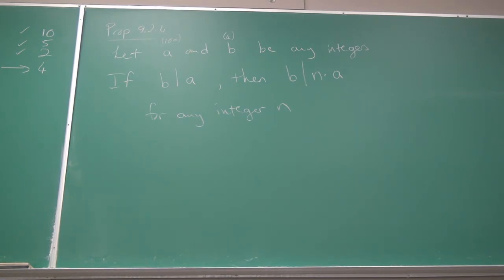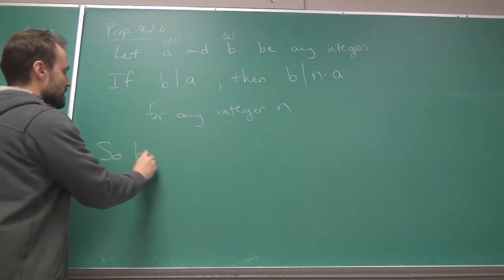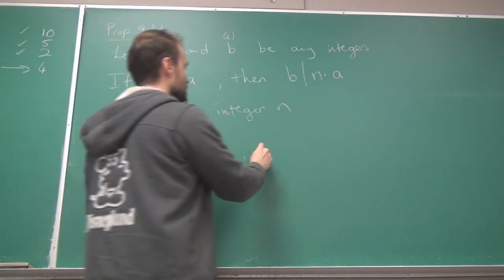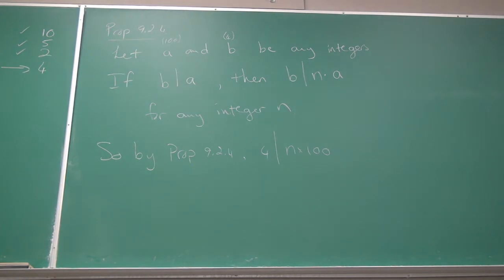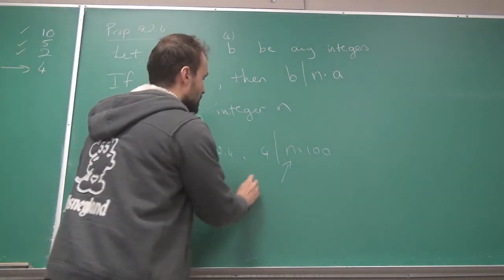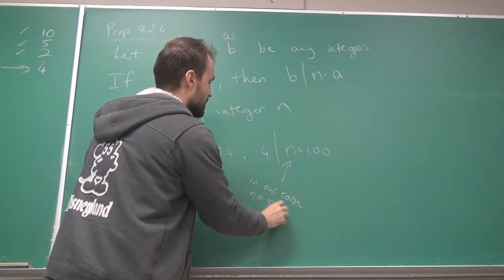So we have to be able to read things like that and link it to a specific case that we're interested in. The specific case in this situation is B being the 4 and A being the 100. And we always have 4 divides into 100. What that is saying in English is 4 divides into any multiple of 100 as well. So, how should we say this? By proposition 9.2.4, 4 will divide into any number times 100. In this specific example, I have 541, but in other numbers it will be something else, but still a multiple of 100. So let's say here, in our case, n is 541.